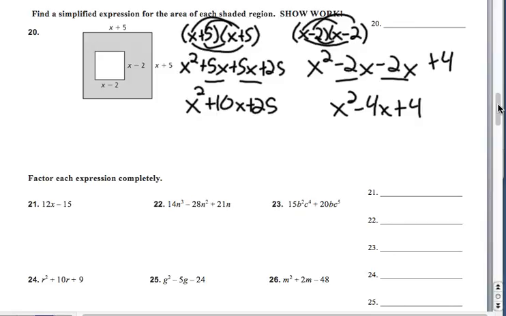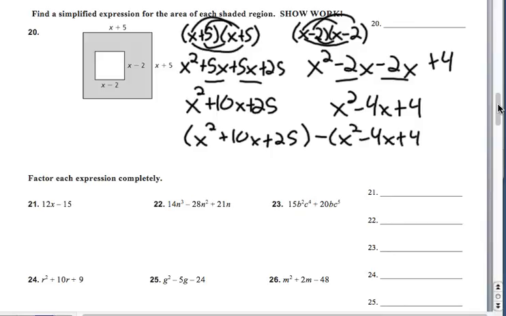All right, so I have the area of my big square and the area of my little square. And the thing that I need to look for now is how do I find just the area of the shaded region? Well, it's not including the small square, okay? So it's basically I want the area of the whole big square, take away that little square. So remember that means I'm going to subtract. If I subtract those two, that leaves me just that little shaded region, okay?